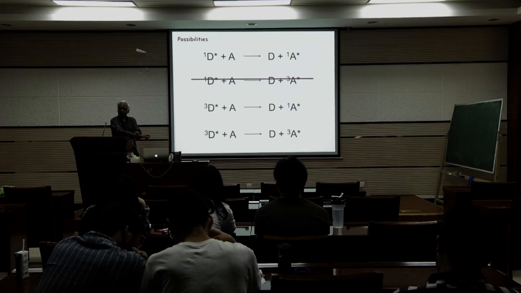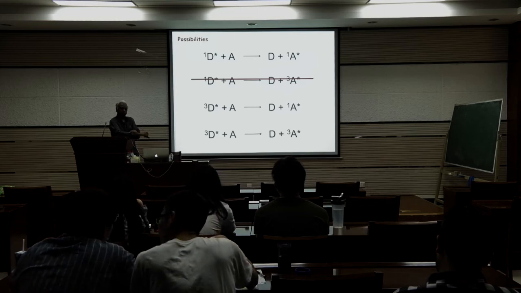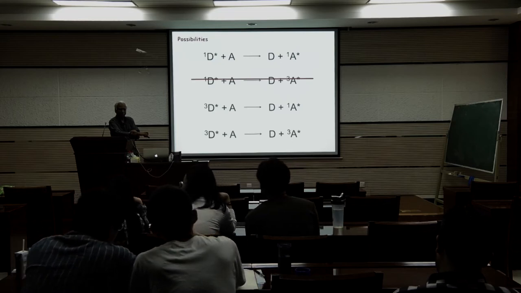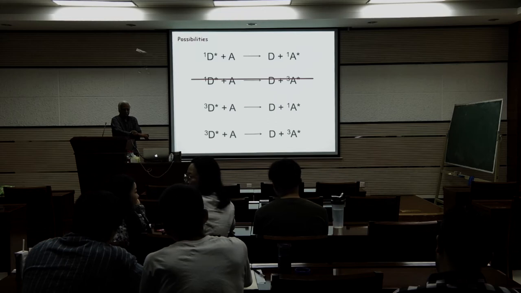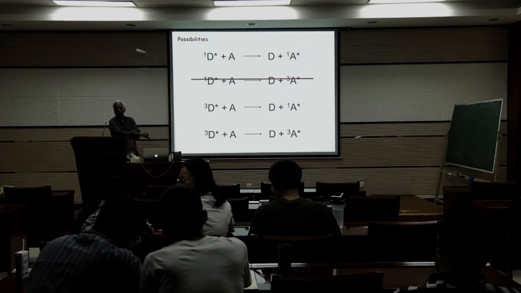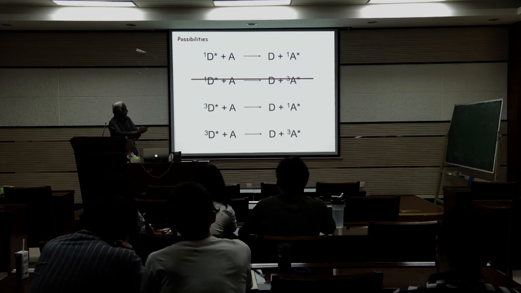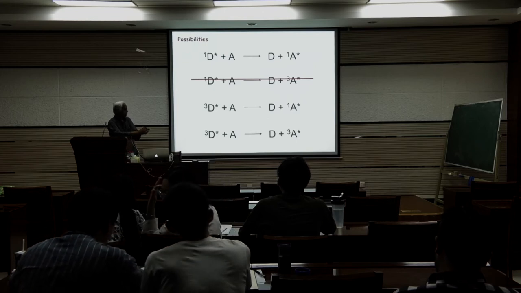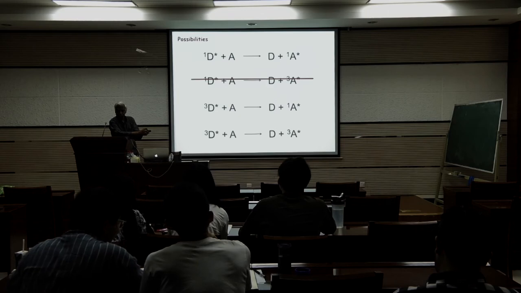Which one is most likely? Next, 1, 2, 3, 4. Going from this side to that side. This is the triplet, that's the singlet. So this one is also not likely to happen.